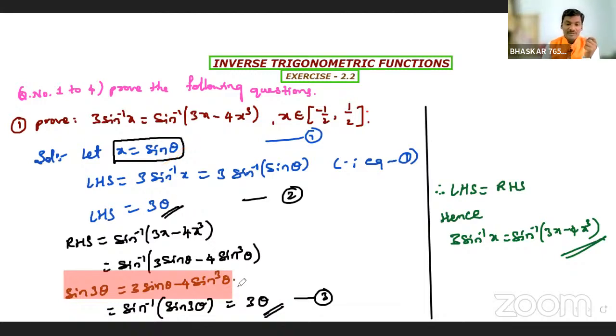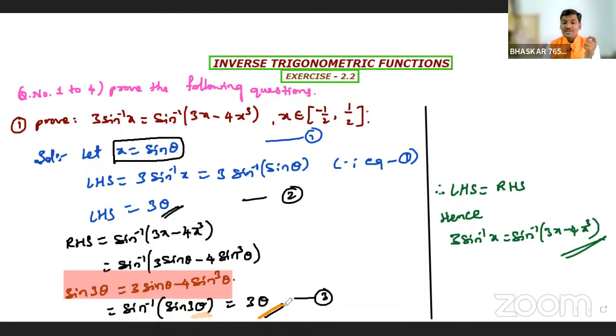Just repeat the formula once again. Sine 3 theta is equal to 3 sine theta minus 4 sine cube theta. Very good. Now I am replacing 3 sine theta minus 4 sine cube theta with sine 3 theta. Sine inverse gets cancelled, so we are getting 3 theta.